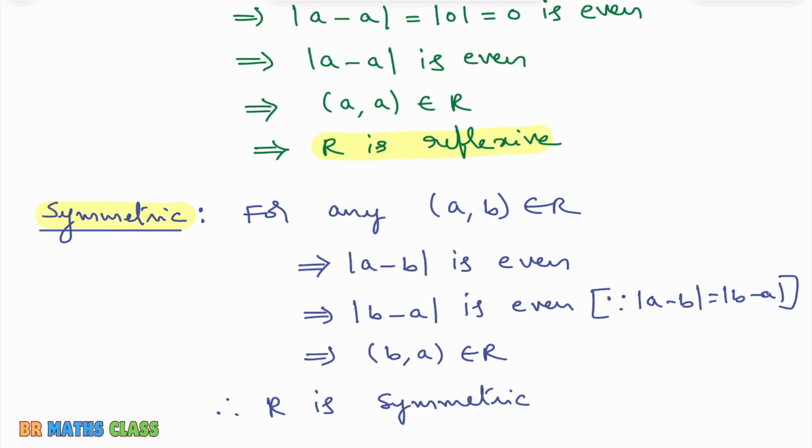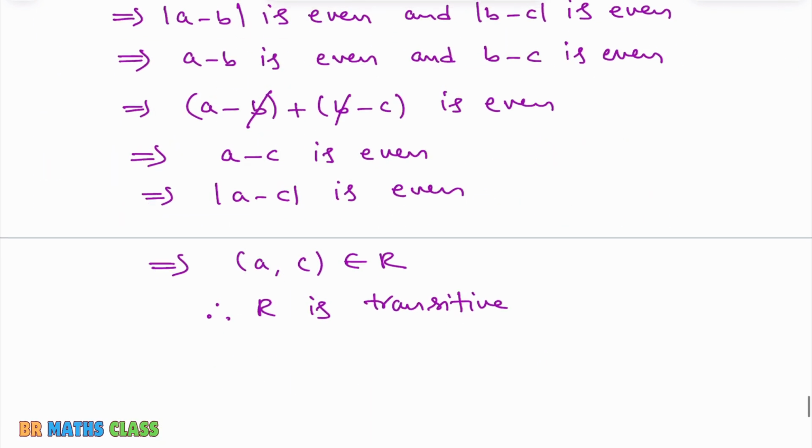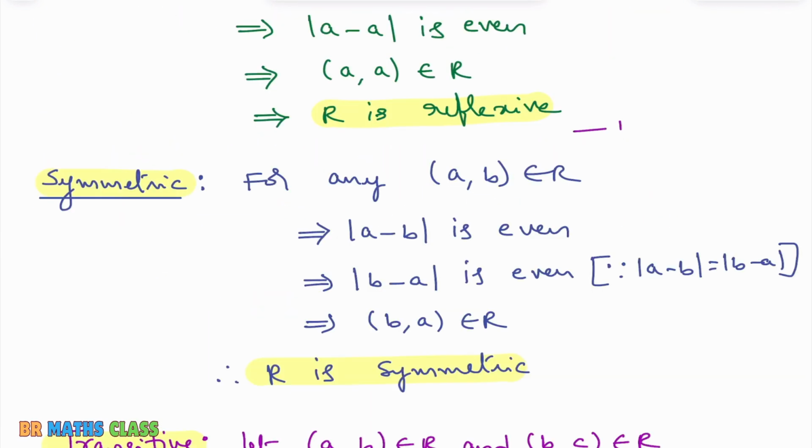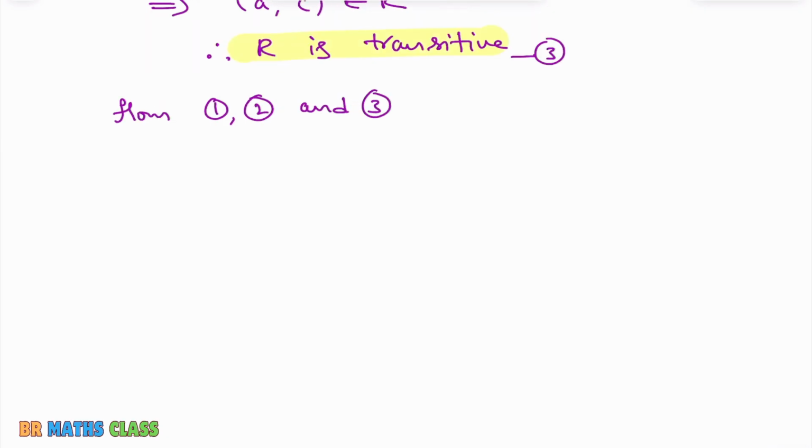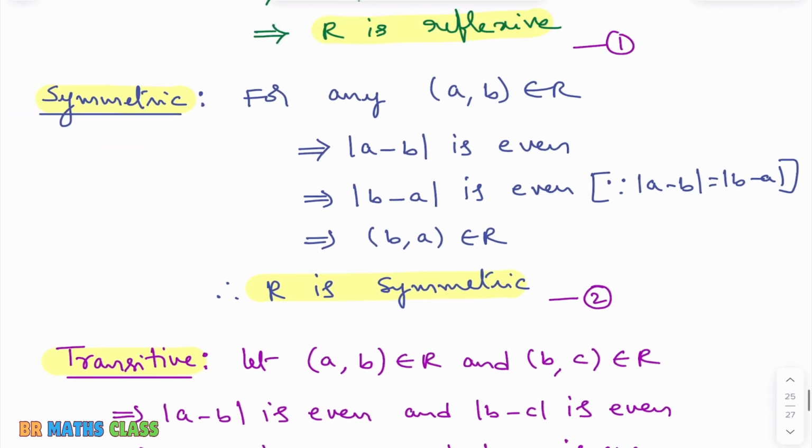See, this relation is reflexive, this relation is symmetric, this relation is transitive. We'll name them: this is 1, 2, 3. From these 1, 2, 3, we can say that the relation R is an equivalence relation. We proved that the given relation is an equivalence relation.